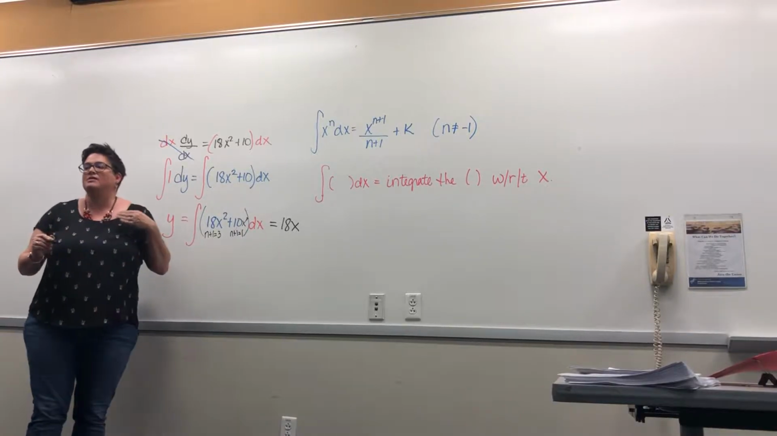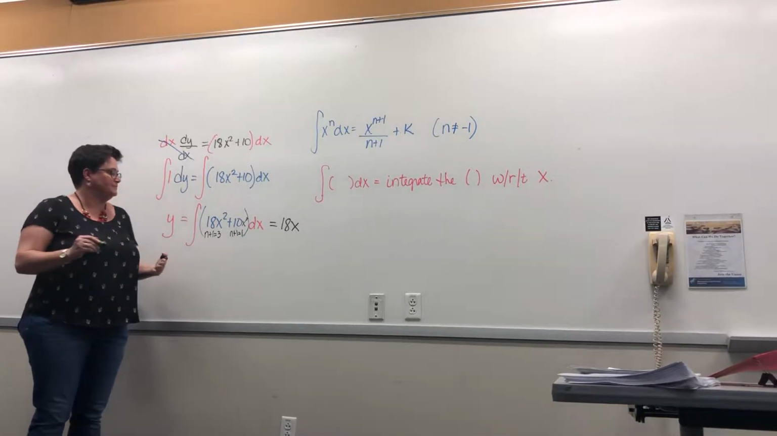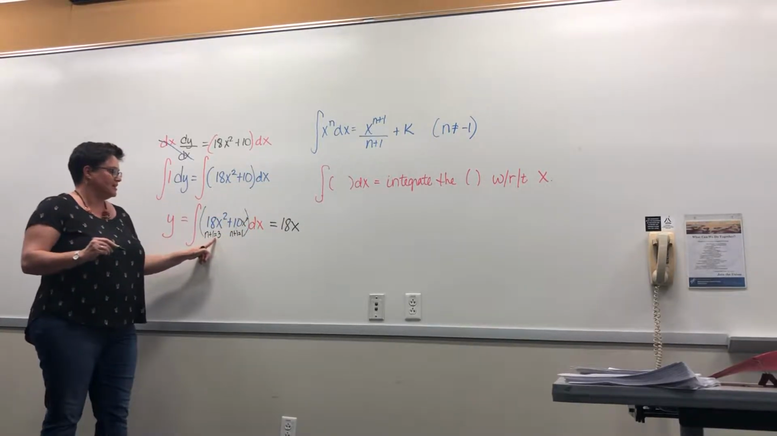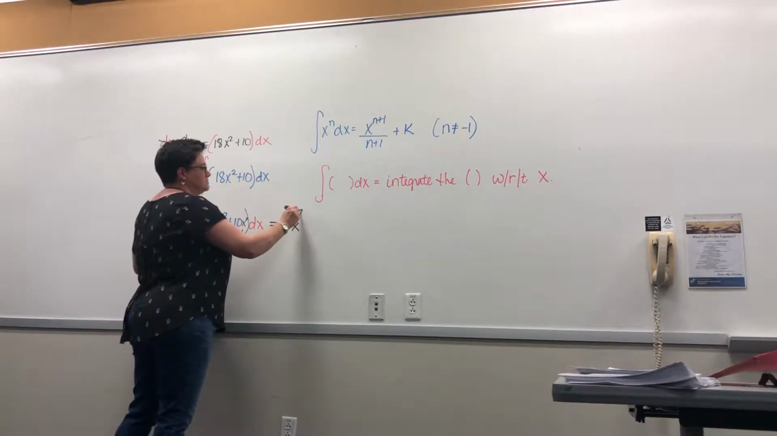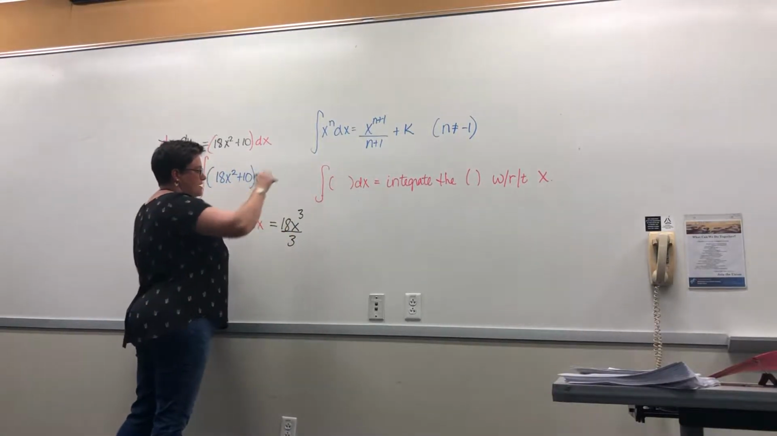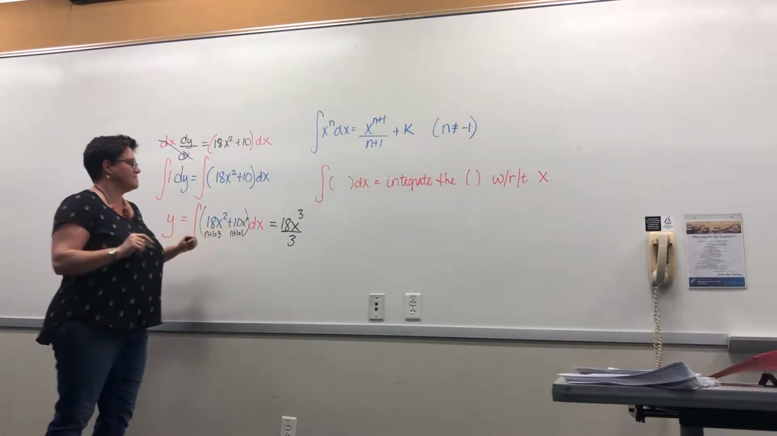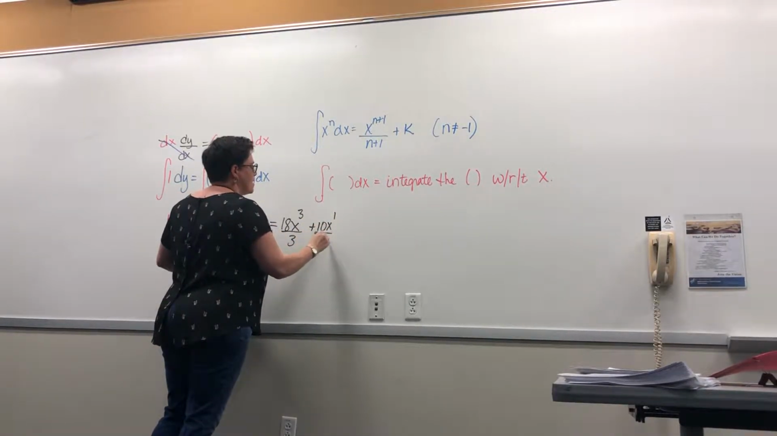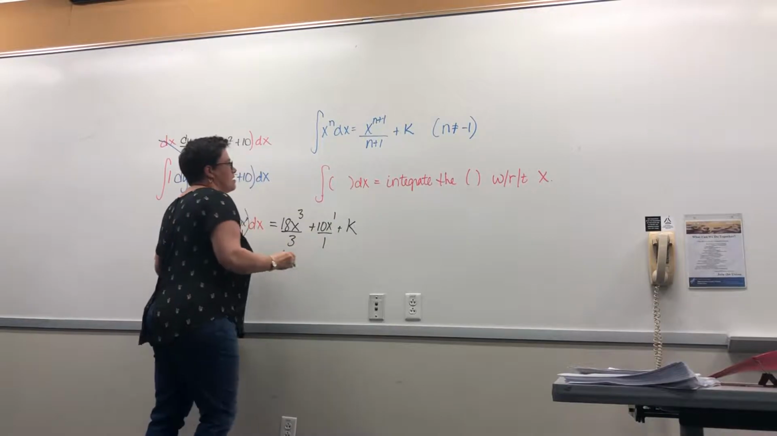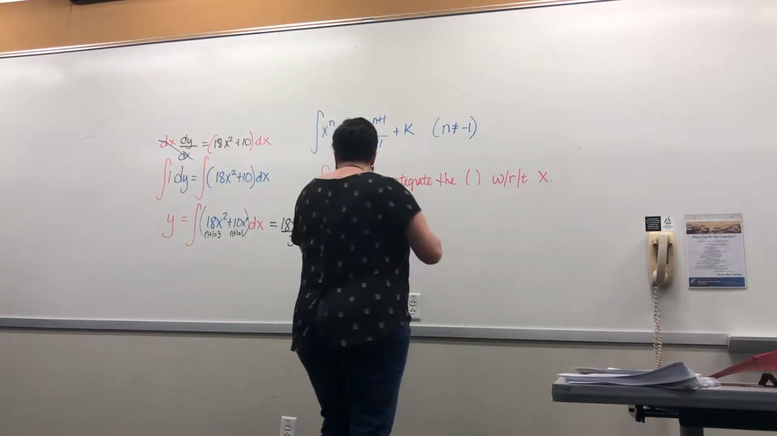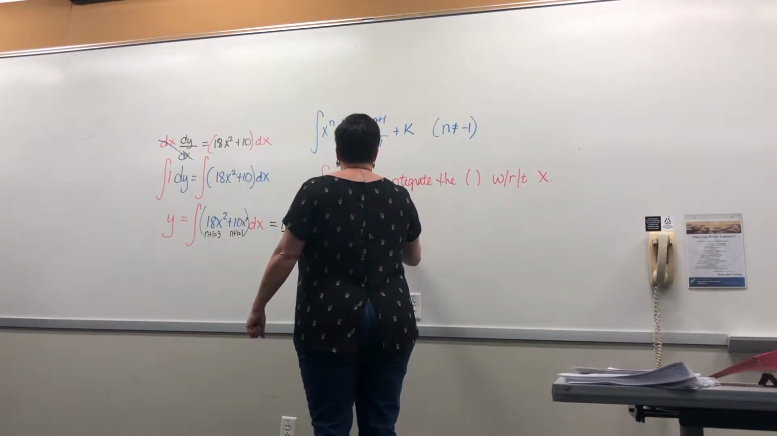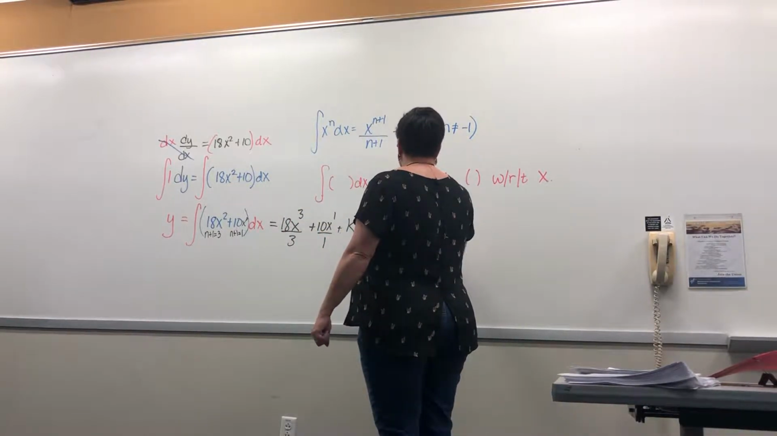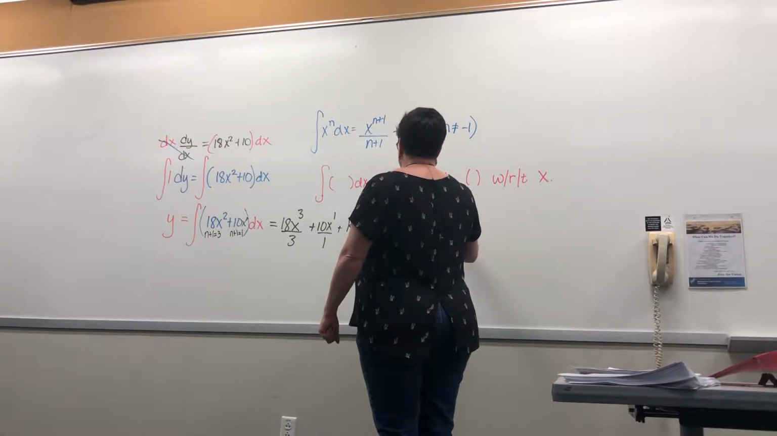This is why I didn't want you guys to write this down. I wanted you to just watch me. Okay? So I have 18x to what power? What's n plus 1 gonna be? 3. And I divide by 3 because that's what the pattern tells me to do. And this becomes 10x to the 1 over 1 plus some constant. So let me rewrite this. Y equals, what's 18 divided by 3? 6. 6x cubed, and 10 divided by 1 is?